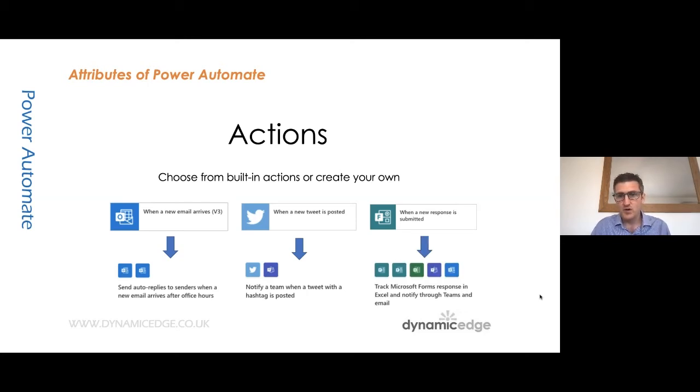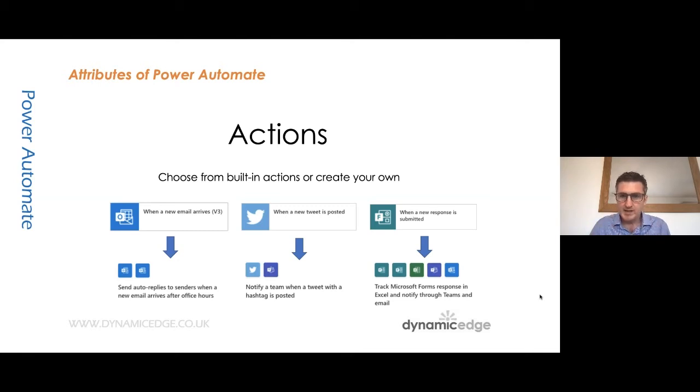And then one with forms, so you can see we're expanding this out a little bit here. We can track Microsoft form responses in Excel and notify through Teams and email. So there's a bit more to that. You can see the Microsoft Forms symbol at the start, and then we've got Excel, Teams, and Outlook. This is exactly what I was talking about earlier with our workstation assessments. An employee completes a workstation assessment through Microsoft Forms. All of the questions are in there.